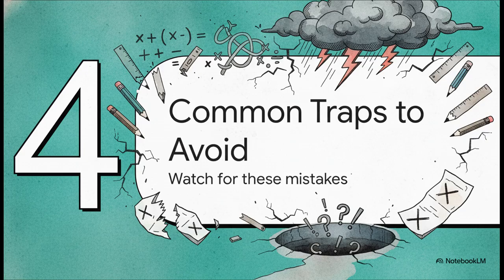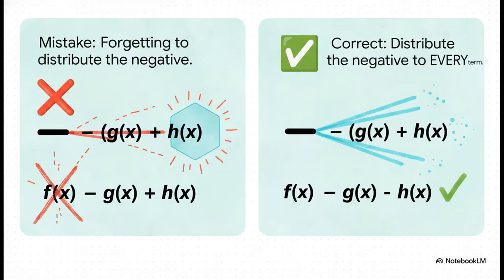All right, let's talk about the common mistakes. I want to show you the traps that people fall into all the time, so you can just sidestep them completely. This right here is probably the number one mistake I see. Remember those parentheses in the subtraction problem? This is why they matter so much. You have to subtract the entire second function, which means you have to distribute that negative sign to every single term. If you forget, like on the left, you get the wrong answer. But if you do it correctly, like on the right, you'll get it every time.